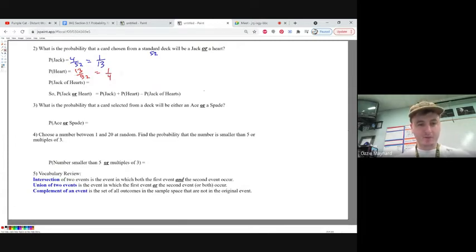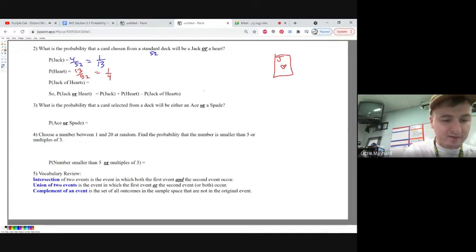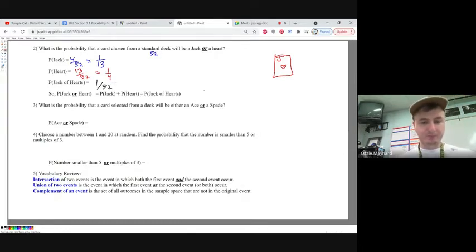So 1 out of 4 will be hearts. So the probability of a jack of hearts. Actually, what's the probability of a jack of hearts? How many jacks of hearts are there? The jack of hearts looks like this card right here. It's a red card. It's got the letter J on it, and it's got some hearts on it. So how many jacks of hearts are there in a standard deck? Yeah, there's only going to be 1 out of 52. Okay, only 1 out of the 52 cards is the jack of hearts.